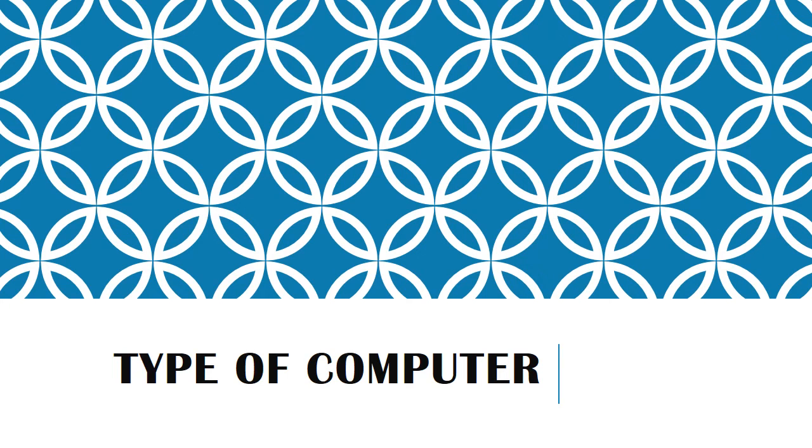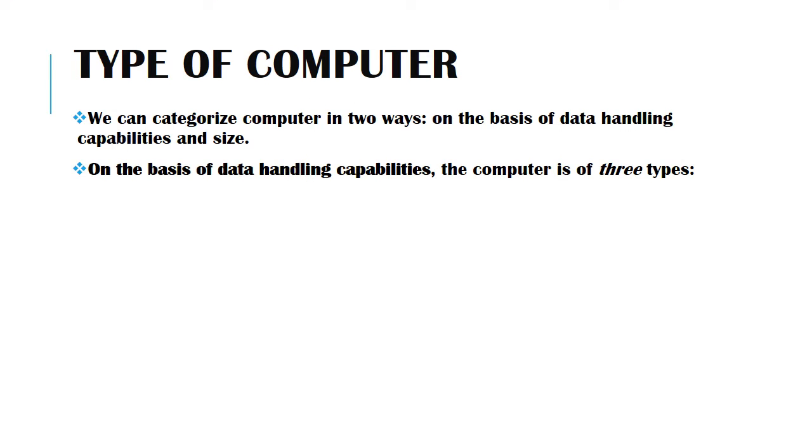Today's topic is types of computer. Now let's see the types of computer. We can categorize computers in two ways: on the basis of data handling capability and size. On the basis of data handling capability, computers are of three types. First, analog computer, digital computer, hybrid computer.